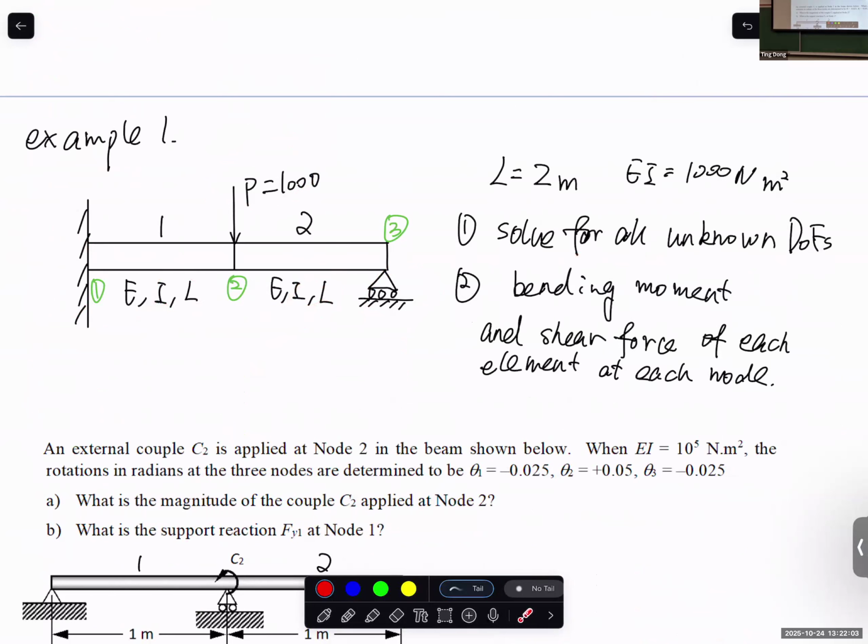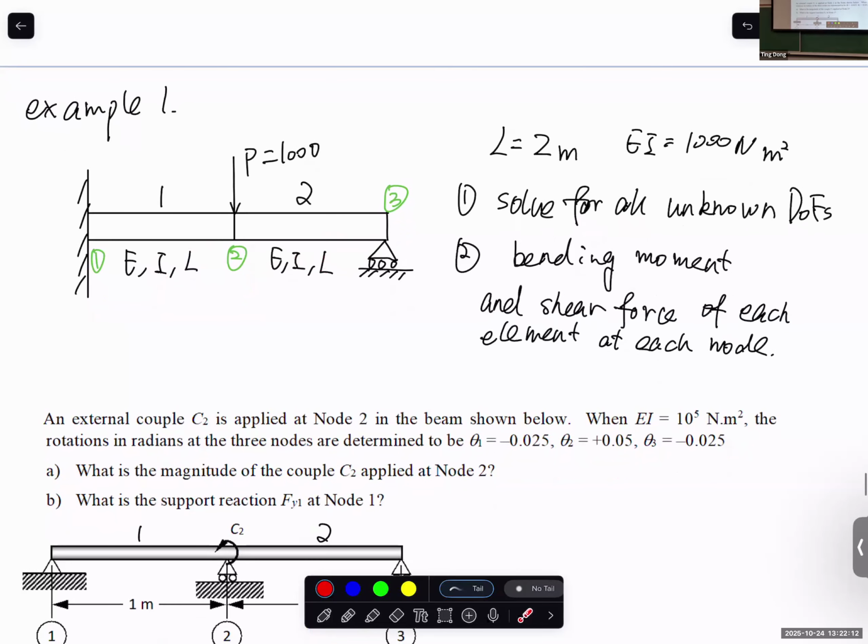Make sure that the KQ equal to F for solving the unknown degree of freedom should all be done for the whole system. You cannot just take one element and its KQ equal to F and solve for unknowns. No, this is a complete system. So you need to have the K for this one, K for this one, do assembly, apply boundary condition.